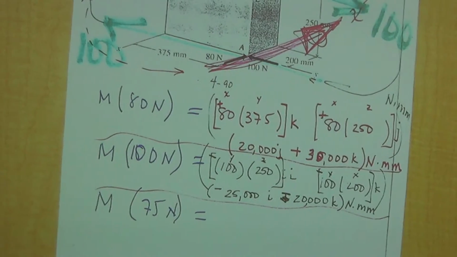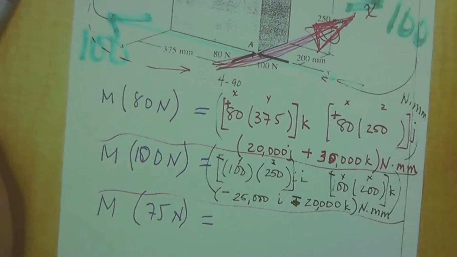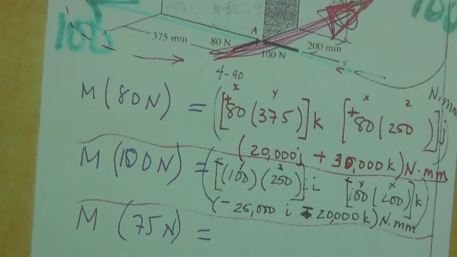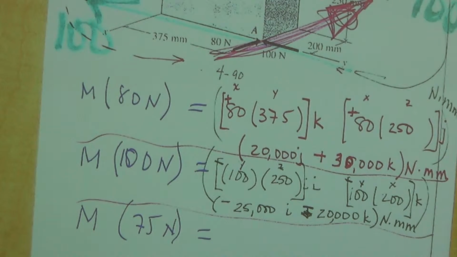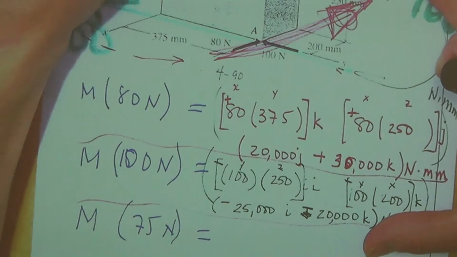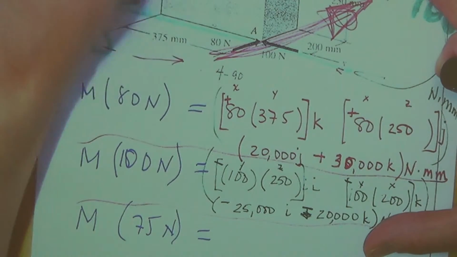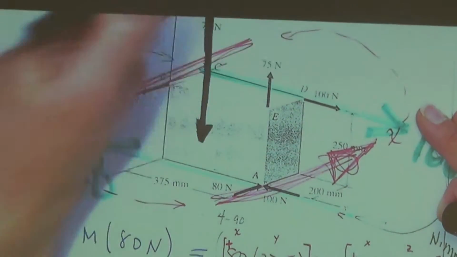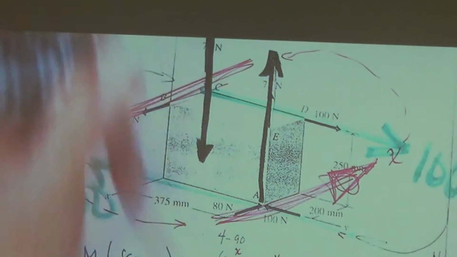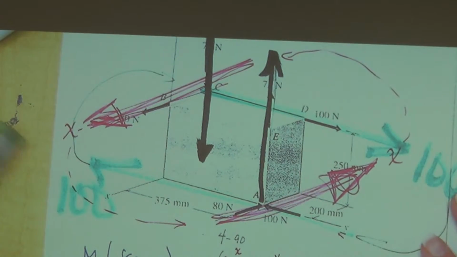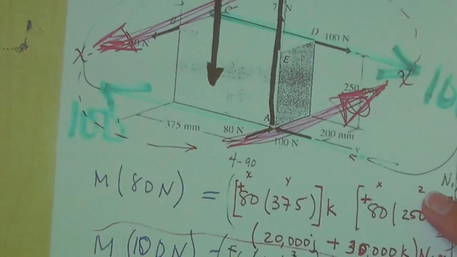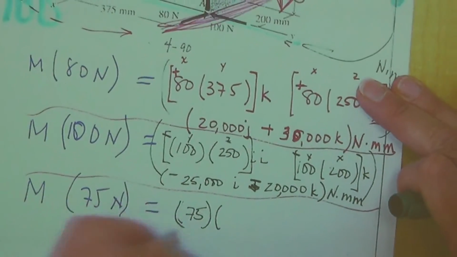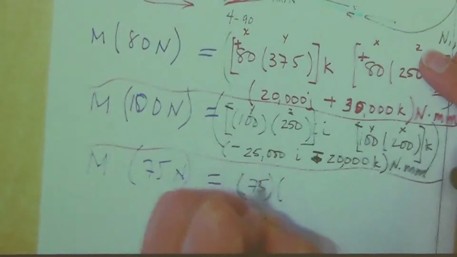Question. Okay, Eric, 75. Let's use a different color now. So the 75 newtons is going down in the back corner. 75. And it's going up in this corner. Does it create a moment about the z? No. How come? Because it's parallel. It's parallel. So 75 times, it's in the z.